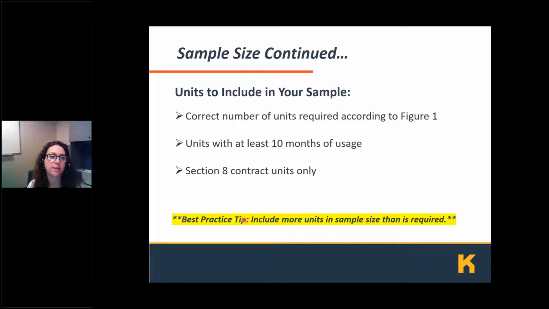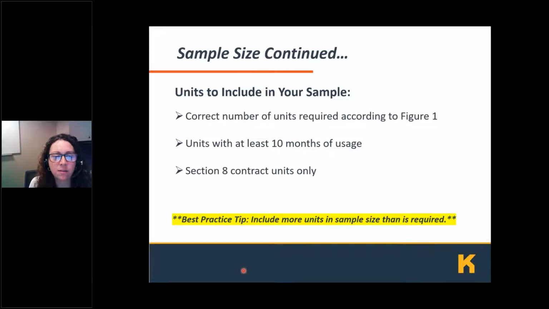Okay, continuing with sample size, there are things to consider with the units that you do include. So again, you want to make sure that you're including the correct number that's required according to Figure 1. Second, you can only supply units that have at least 10 months of usage. So if you have a unit that maybe a tenant has only been in there 6 months, the other 6 months it was vacant, that will not be able to be included in your sample. We have to have 10 months of usage. Otherwise, we don't really get an accurate number. And second, I've touched on only your Section 8 contract units can be included in your sample.